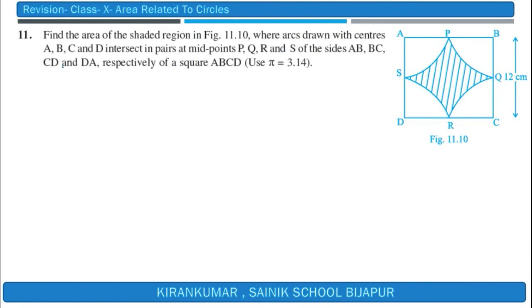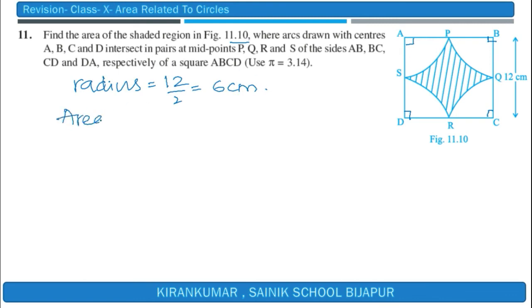Question number 11. Find the area of the shaded region in the figure 11.10 where arcs are drawn with centers of A, B, C, D intersect in parts at midpoints P, Q, R and S of sides AB, BC, CD and DA respectively of a square ABCD. Here, since it is a square, the angle is 90 degrees. Why do we require this angle? We require this angle to find out the area of the sector. Here, the radius of the sector is 12 by 2, which is 6 centimeter.